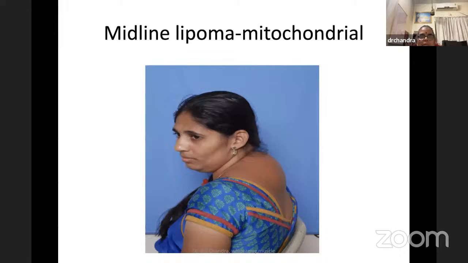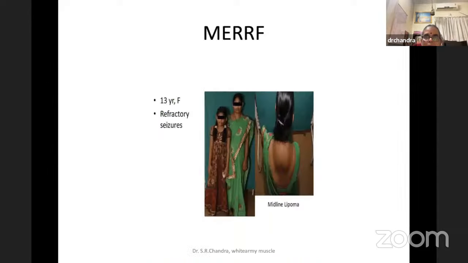So this is one of our patients who had a midline lipoma due to MERRF, myoclonic epilepsy with ragged red fiber syndrome, a whole family in havoc with varying degrees of involvement in many members. It's a terrible tragedy that happened to this family. And these are her other members. And we lost this child. The mother is there, but now she is in a very sick state because she could not carry this lipoma.